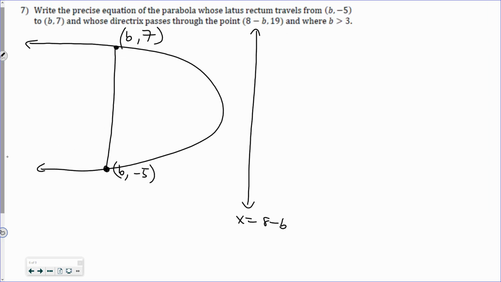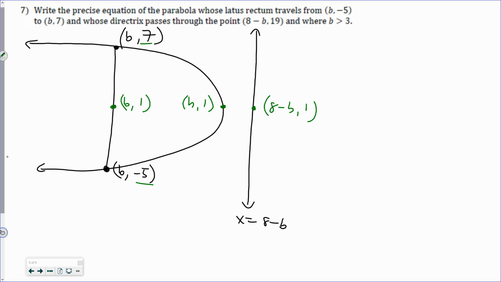So from here, that's my x value. I know that my focus is right in the middle of these two endpoints of the latus rectum. So I know that this will be b comma 1, right? Average out 7 and negative 5. That gives you 2 divided by 2, or 1. So my focus is b, 1, and that tells me that my vertex right here is some h comma 1. Everyone with me? That's my vertex, h comma 1, and I need to figure out what my x value is going to be. Well, I know that this point right here on the directrix is some 8 minus b comma 1, right?